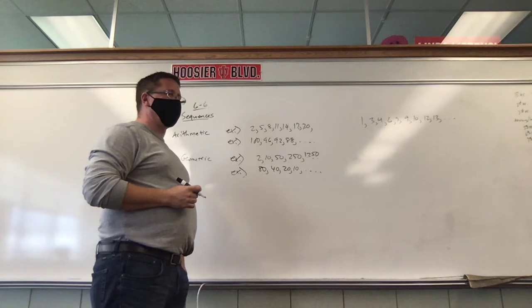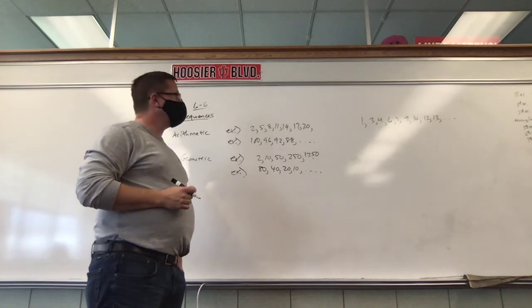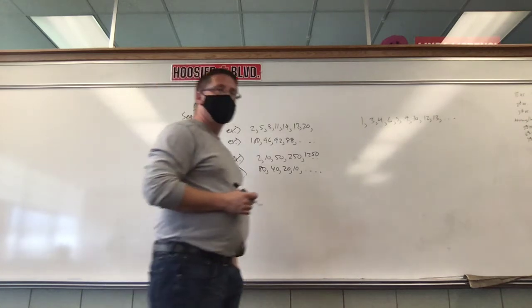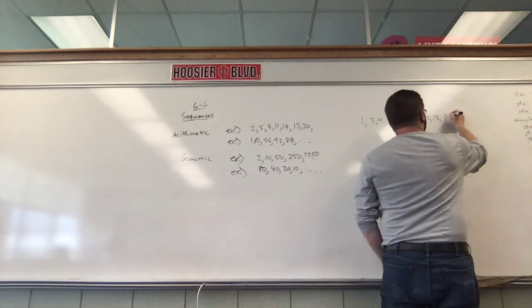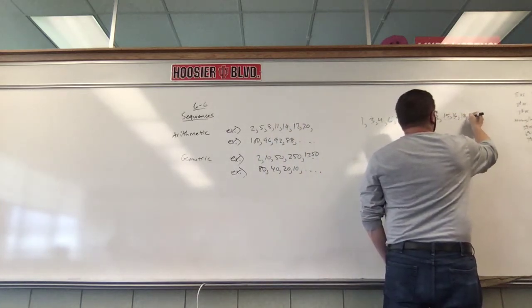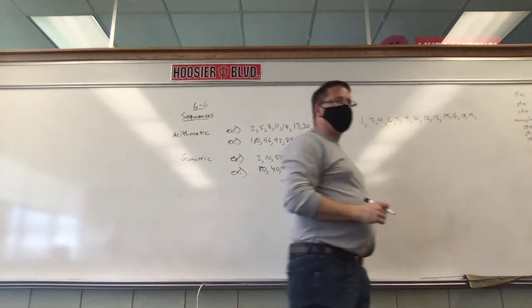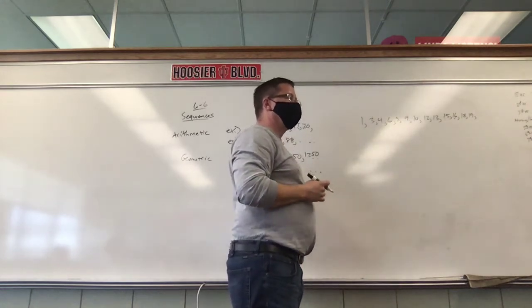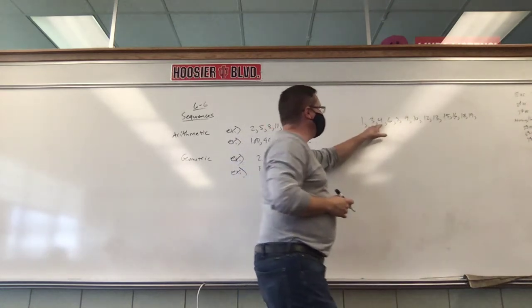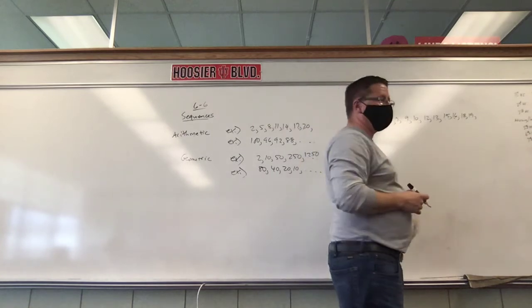There's definitely a pattern there. Wait, wouldn't it be 15? Then what? 16. 15, 16, then what? 17. No? 18. Oh, 18. 19, 20. What's the pattern? It goes up by 2 and then up 1. Right. Up 2, up 1, up 2, up 1, up 2, up 1, and so forth, okay?